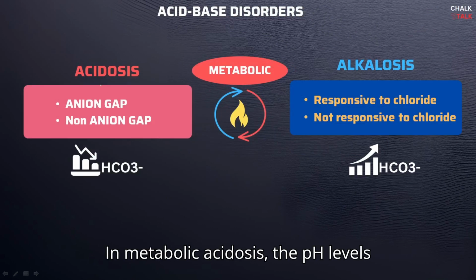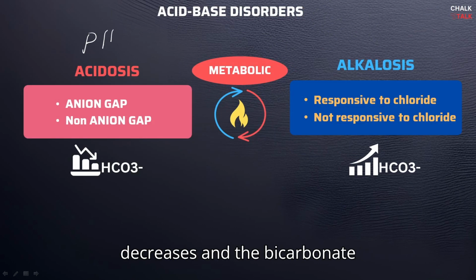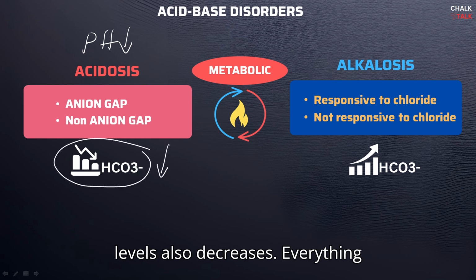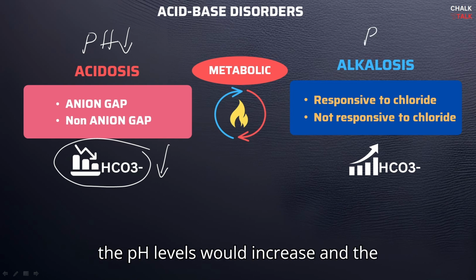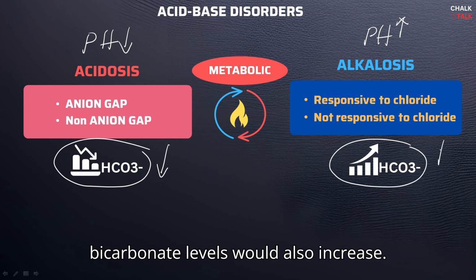In metabolic acidosis, the pH levels decrease and the bicarbonate levels also decrease. Everything decreases. In metabolic alkalosis, the pH levels would increase and the bicarbonate levels would also increase.